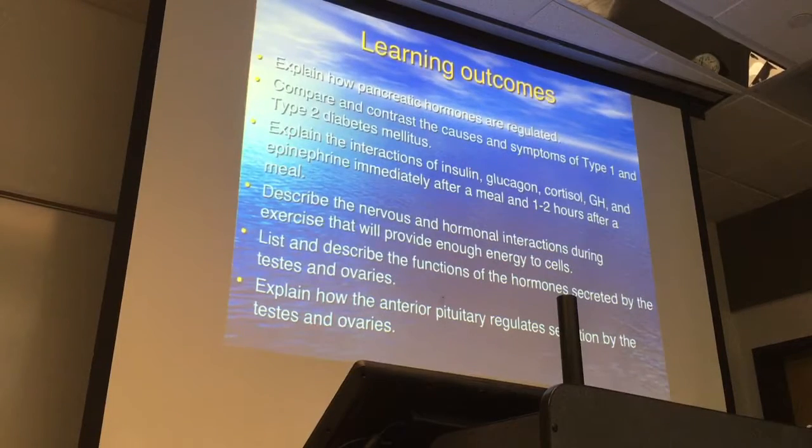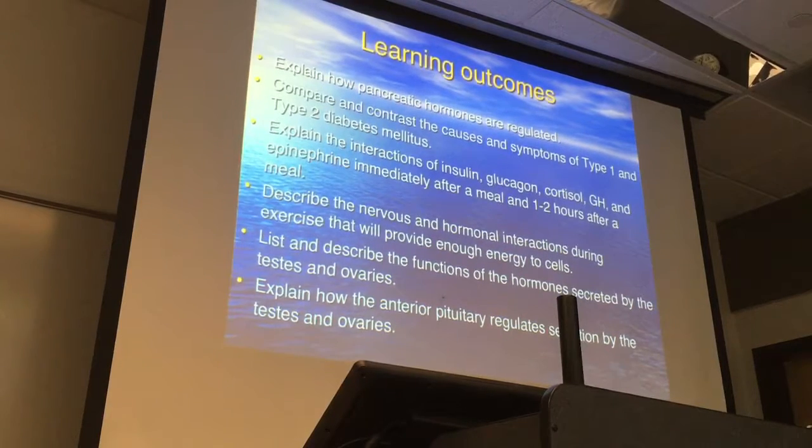Insulin, and immediately and 1 to 2 hours after a meal, glucagon, cortisol, growth hormone. You get the picture. We'll get that in detail. Describe the nervous and hormonal interactions during exercise that will provide enough energy to cells.